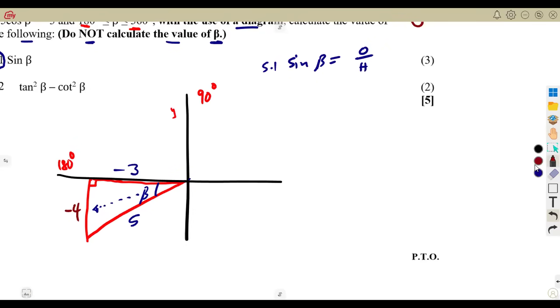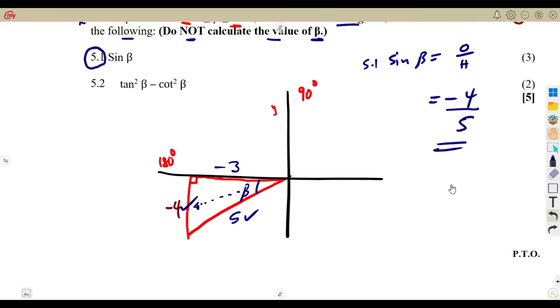So let's find our sine of beta. Sine of beta is going to be what? What is the opposite? The opposite is -4 over the hypotenuse, which is 5. So that is going to give us -4 over 5. Just like that.